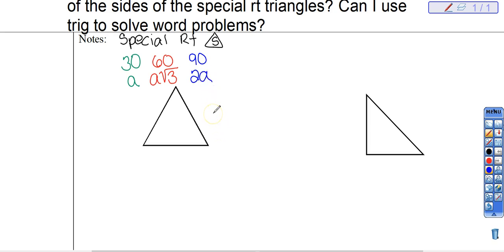Now, typically when you see a special right triangle, you watch a video on them, the ratios won't be A, A square root of 3, 2A. They'll be X, X square root of 3, 2X. A is just a variable. You're going to plug a number in for A or X. It doesn't matter. It's just that I'm going to ask you to find X and Y often today, and I don't want you to get confused.